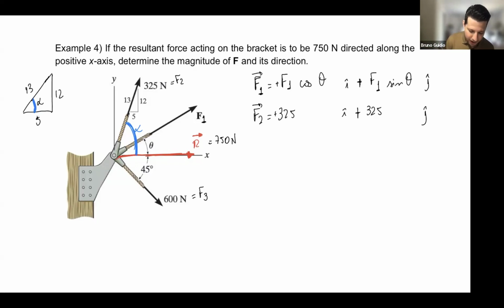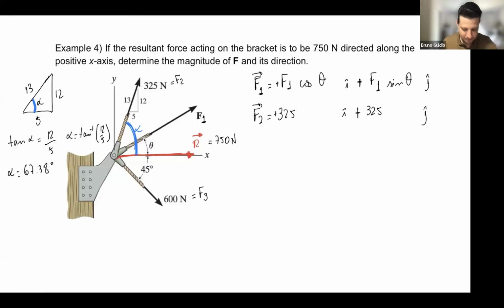So for this one here it is the same thing. I can come here and find the angle. What is this angle? Tangent of alpha is 12 divided by 5. You're going to go inverse tangent, and it's going to be that one. Alpha, here in my notes, I have 67.38 degrees.